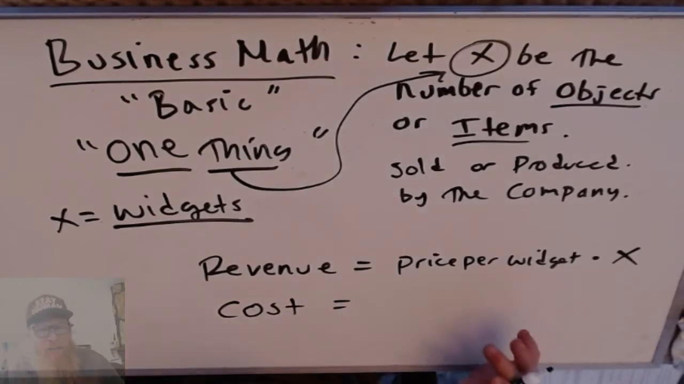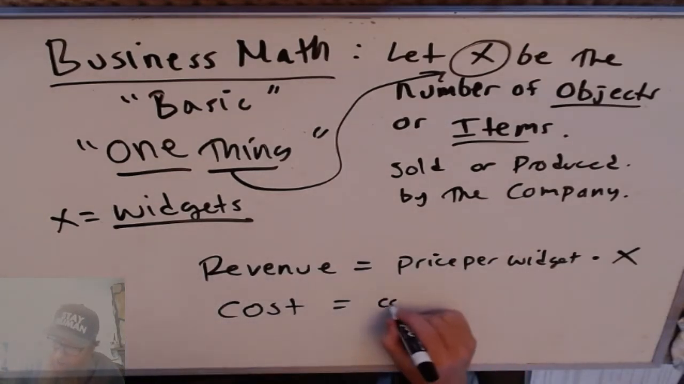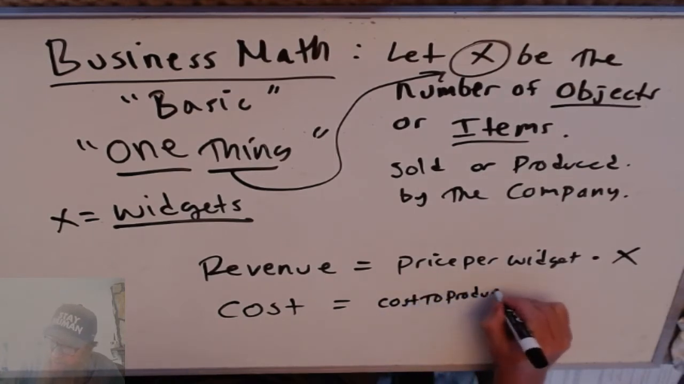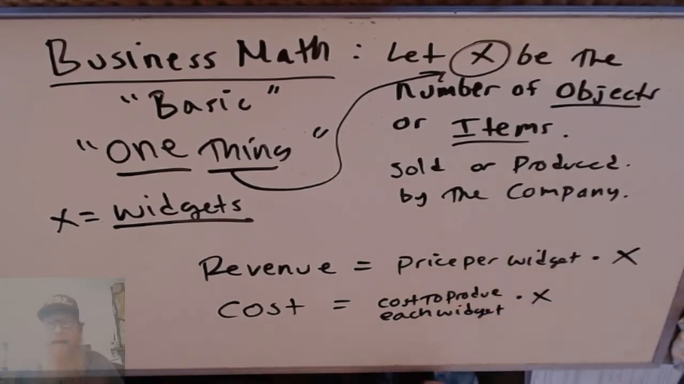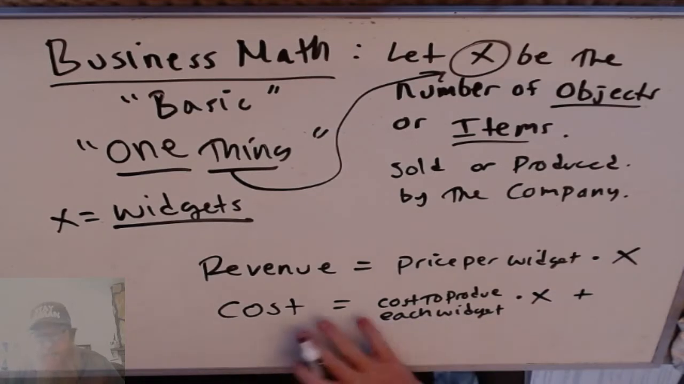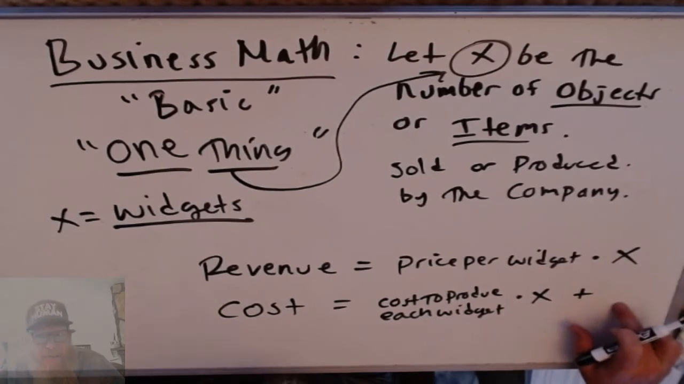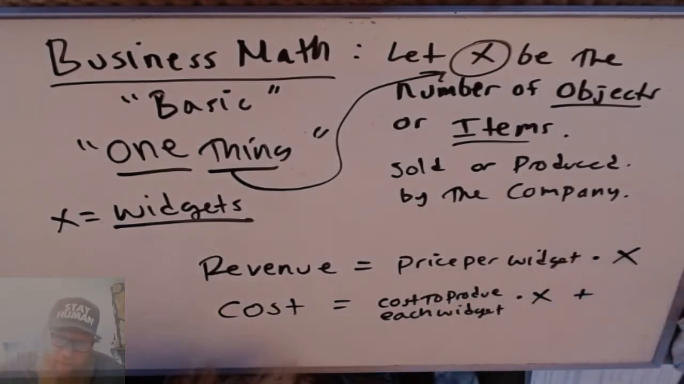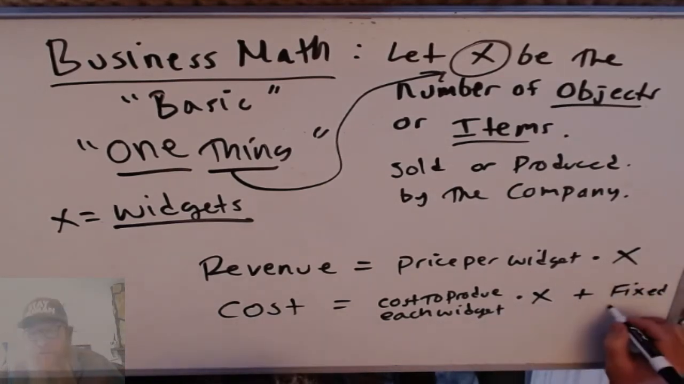Then you have cost. If you're selling hats, these hats aren't free. You have to produce these hats. So it's the cost to produce each widget multiplied by X. How much does it cost to make one hat? Multiplied by the number of hats you're making. Now, this is kind of like the slope, times X plus the B. Now, revenue doesn't have the plus B part. Only cost has that. And the B is called the fixed cost.